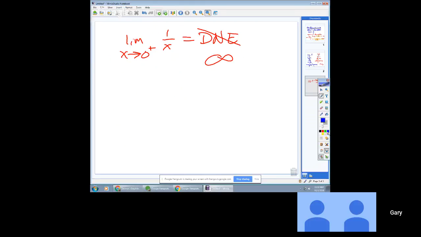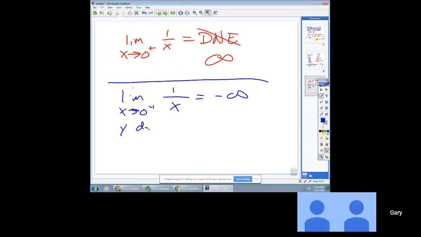Guess what's going to happen if we go on the other side of 0? The limit as x approaches 0 on the left side. Yeah, negative infinity, meaning it decreases, it drops without bound. So I'm going to put negative infinity there. That means y decreases without bound, or it just drops forever.